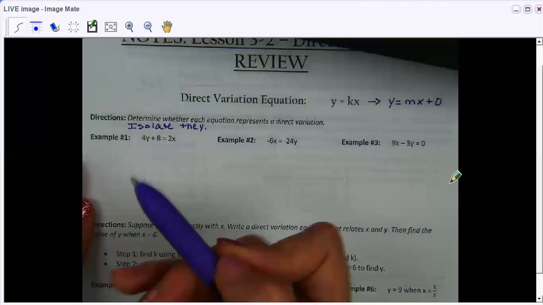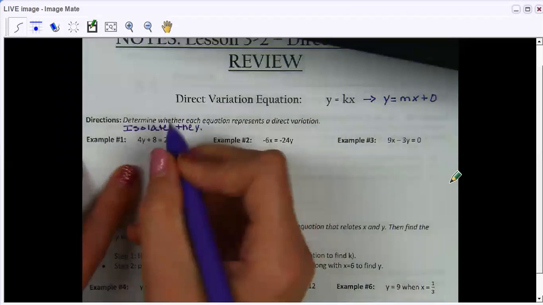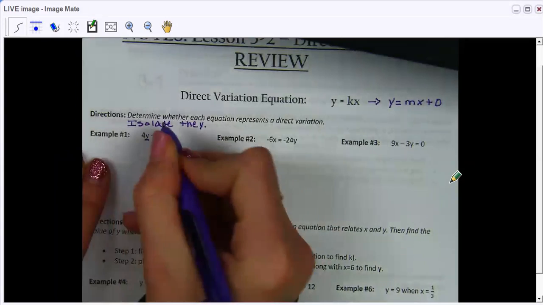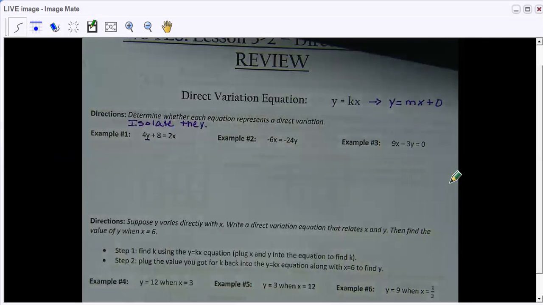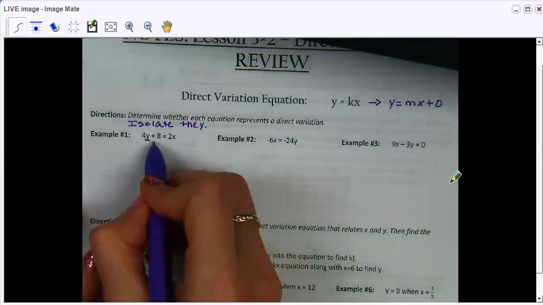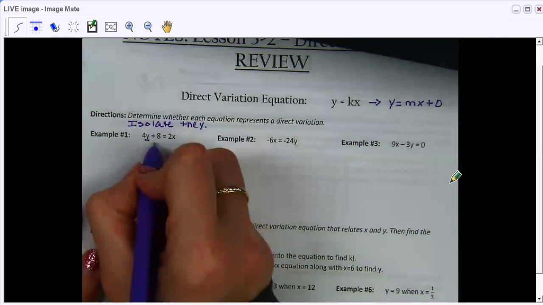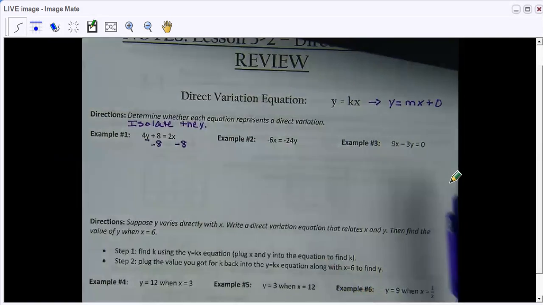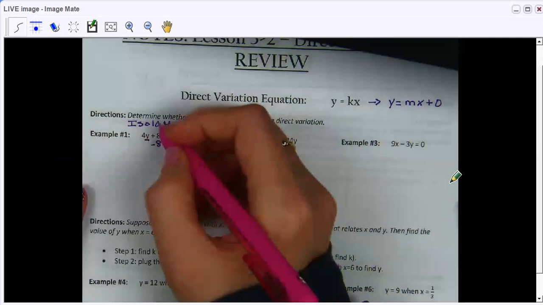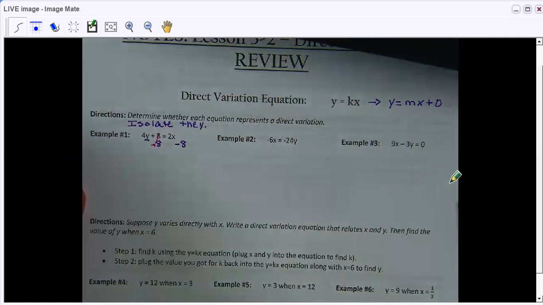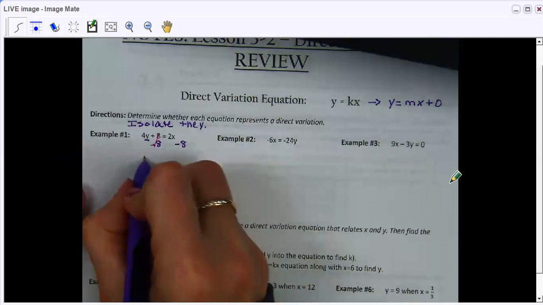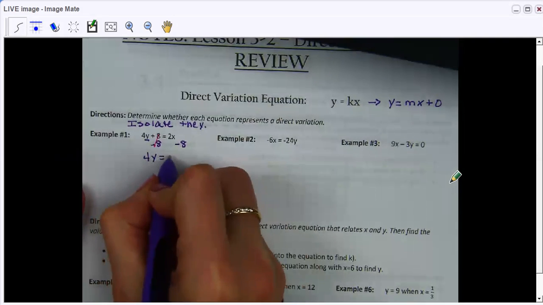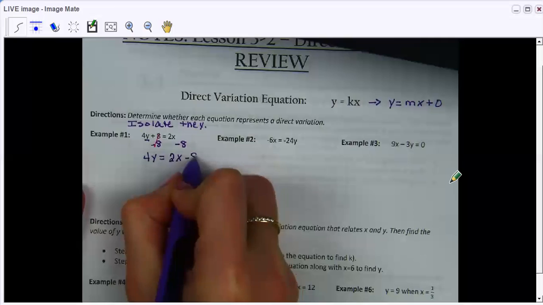Okay, so on example 1, you will want to get this y by itself by getting rid of the 8 and the 4 that are on the same side with it. You always want to undo your addition or subtraction first. So the first thing that we're going to do is subtract your 8 from both sides. So subtract 8, subtract 8. Then that means you can get rid of it over here, and you're left with 4y equals 2x minus 8.